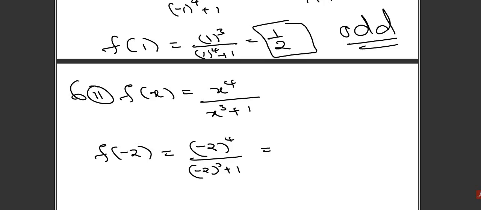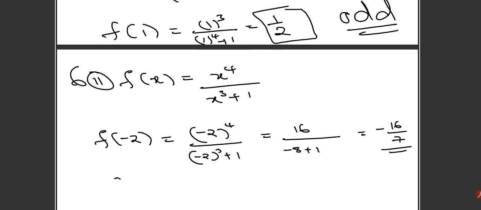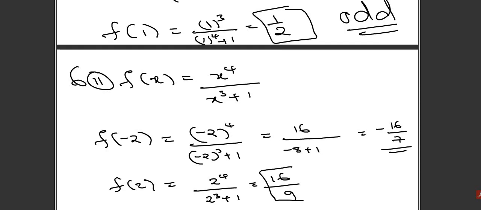This here is giving us 2 to the power 4, that should give us 16. This here is giving us -8 plus 1. This is going to give us -16 over 7. And if you use f of 2, it is equal to 2 to the power 4 over 2 to the power 3 plus 1. This is 16, and this is simply 8 plus 1, that's 9. So you notice that the numbers are very much different, right? So this function is neither even nor odd.